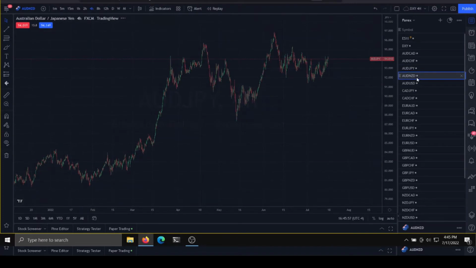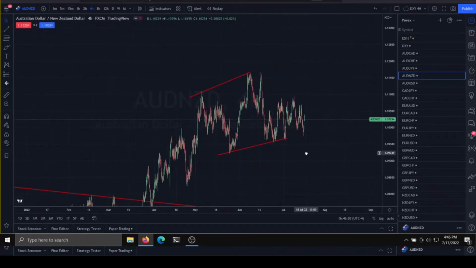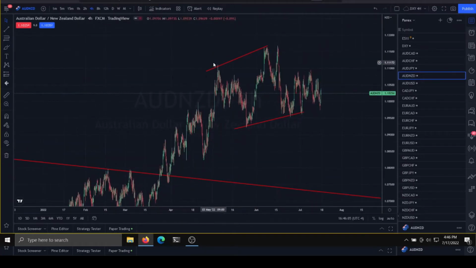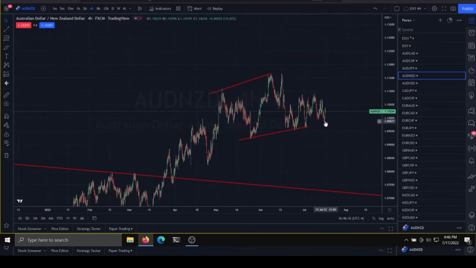Aussie NZD. Goodness. So we've got this possible flat. 1, 2, 3. Impulse. 1, 2, 3. Upside. That's what I'm looking at. I'm not going to sell this pair. I'm not going to buy it either. I don't really trade this pair, but I might buy it on a demo account if it breaks this top.